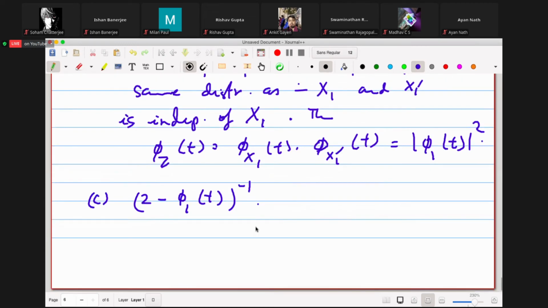Yeah, so, but I want to discuss this all the same. So what you do is you write it like this. I don't like this 2, I would rather like 1 here. So 1 minus phi1 of t by 2 whole power minus 1. So 2 power minus 1 comes out. And this, I rewrite it as a sum 1 by 2, formally expand it.